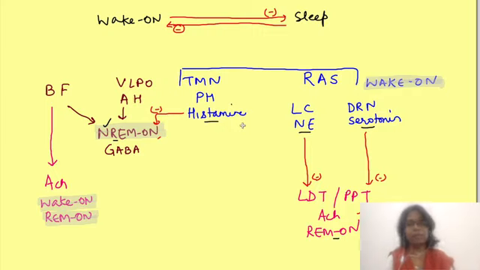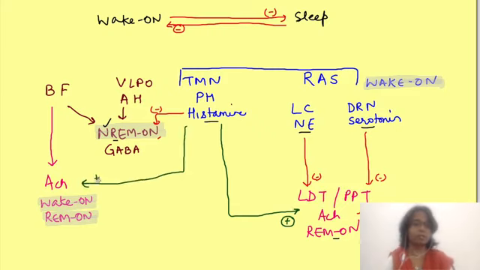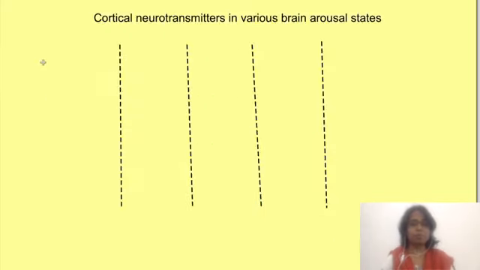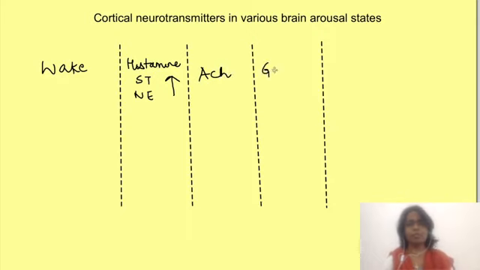But one more interesting thing here is that these histaminergic neurons actually excite these LDT, PPT, acetylcholine releasing REM-on neurons and basal forebrain acetylcholine releasing wake-on REM-on neurons. This is because along with histamine, acetylcholine also maintains alert brain state. So, if we see in terms of neurotransmitters, during wake state, cortical histamine, serotonin and noradrenaline levels will be high. Acetylcholine will also be seen, while GABA levels will be very low.